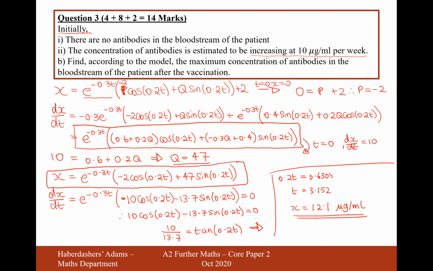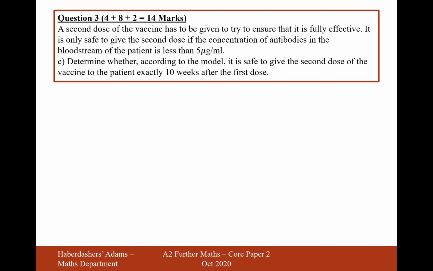So part C: a second dose of the vaccine has to be given to try to ensure that it is fully effective. It is only safe to give the second dose if the concentration of the antibodies in the bloodstream of the patient is less than 5 micrograms per milliliter. Determine whether, according to the model, it is safe to give the second dose of the vaccine to the patient exactly 10 weeks after the first dose.